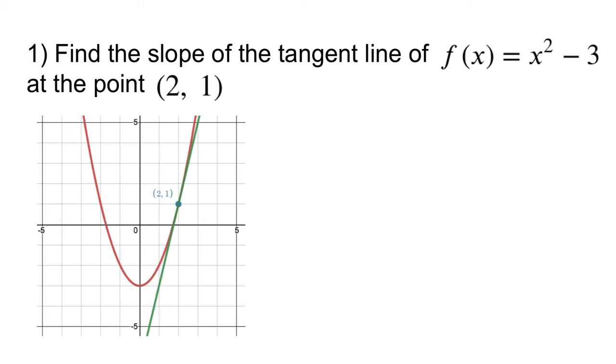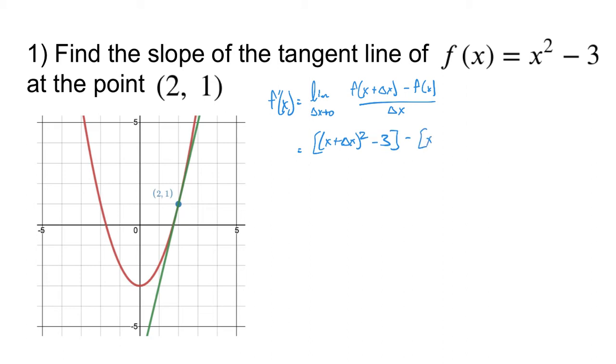We use that definition of the derivative like we just worked on in the last video. So let's write out that definition of the derivative. So f prime of x is equal to the limit as delta x approaches 0 of f of x plus delta x minus f of x, that whole thing over delta x. We'll take that, we'll fill in our formula. So that will be x plus delta x squared minus 3, that's the first part, minus the actual equation itself, that whole thing over delta x.